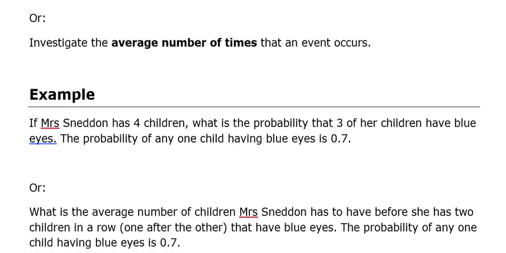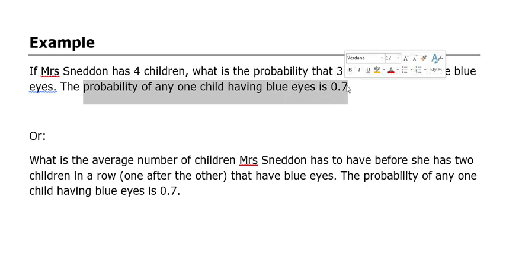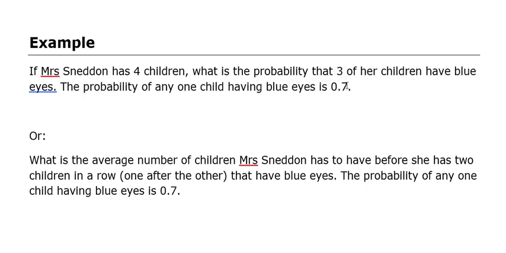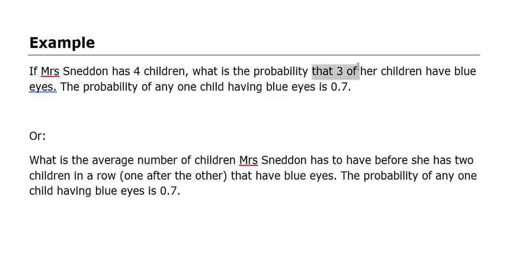So for example, if I have 4 children, what's the probability that 3 of my children have blue eyes? And I'm telling you that the probability of any one child having blue eyes is 0.7. So what I now need to do is, I know the chance for one child, okay, and now I need to run a simulation to try and estimate the chance of 3 of the children having blue eyes. So I'm looking for a probability.